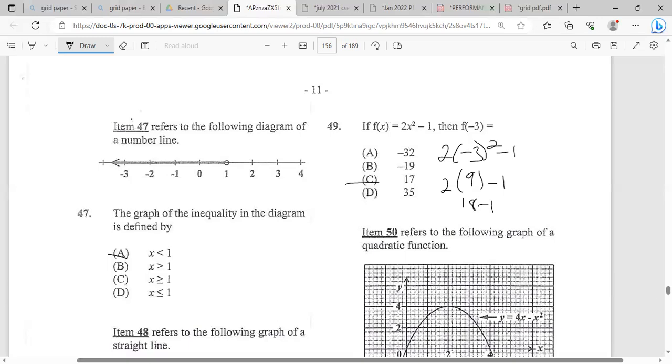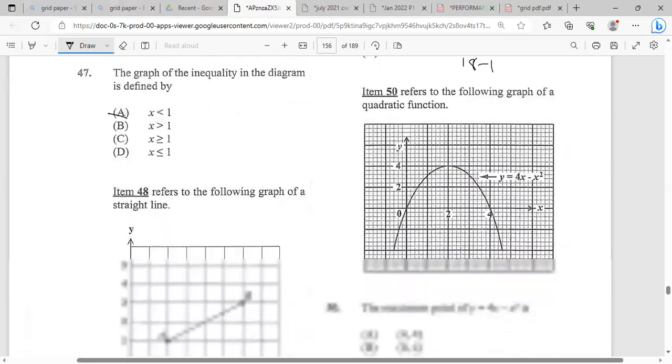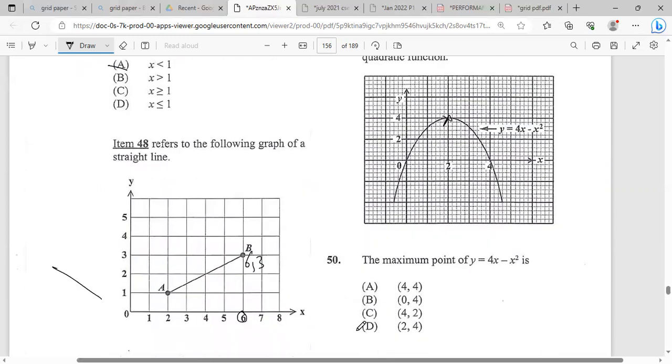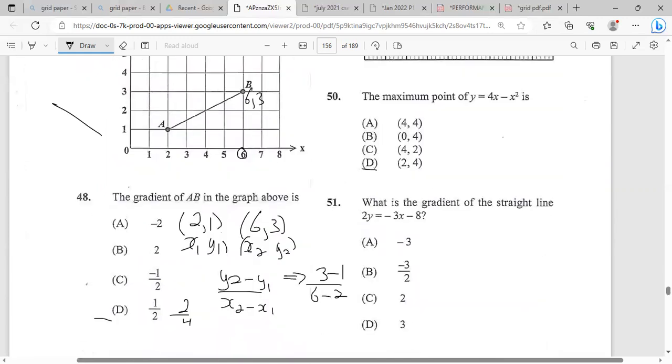All right. Item 50 refers to the following graph of the quadratic function. The maximum point of y is this point here, which is 2, 4. So read our x first. All right. What is the gradient of the straight line? So to find the gradient, we just simply divide by 2. That's negative 3 over 2, and that's b.